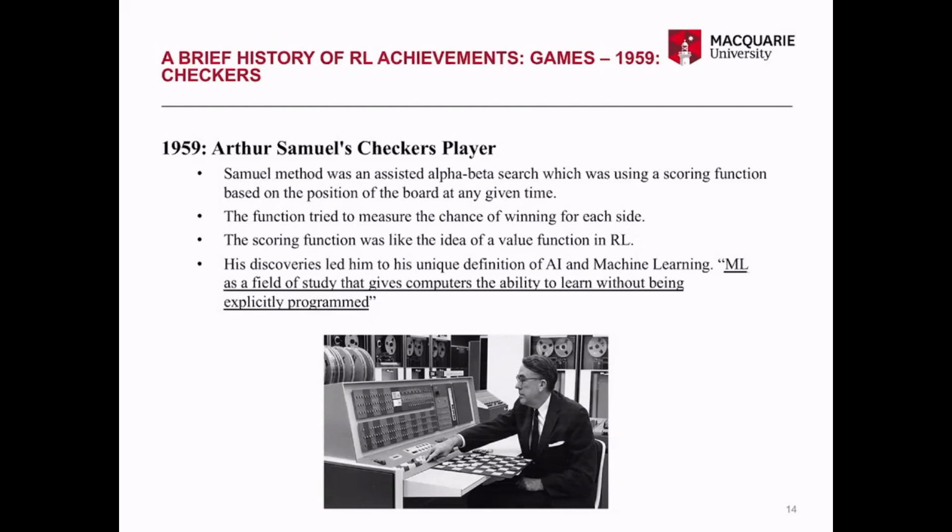Since he had only a very limited amount of available computer memory, Samuel implemented what is now called alpha-beta pruning. Instead of searching each path until it came to the game's conclusion, Samuel developed a scoring function based on the position of the board at any given time. This function tried to measure the chance of winning for each side in the given position. These ideas later manifested as the reward and the value function in the reinforcement learning literature.